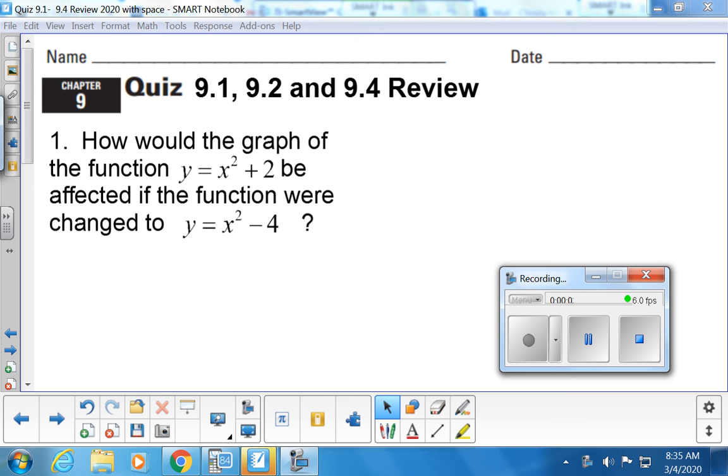What's up, math scholars? It's 9-1, 9-2, and 9-4 quiz review day, and we're on a shortened connection schedule, so we're just going to keep things rolling.